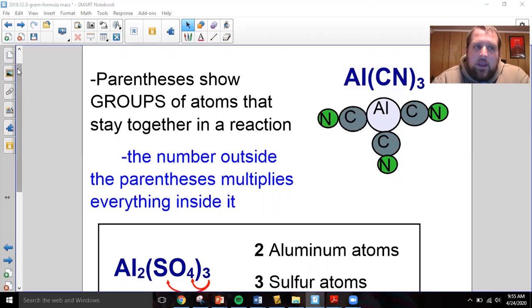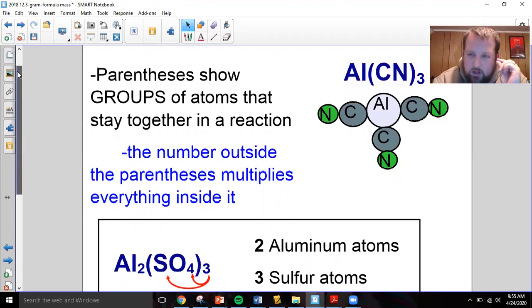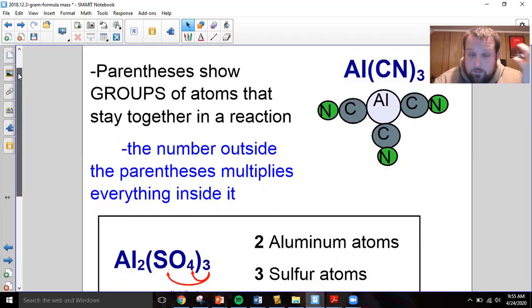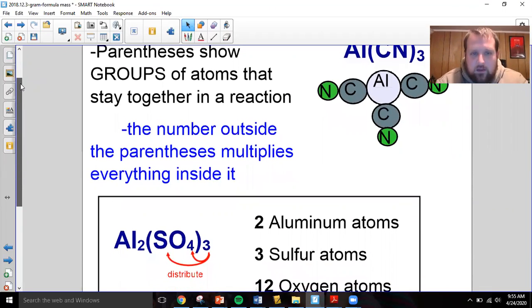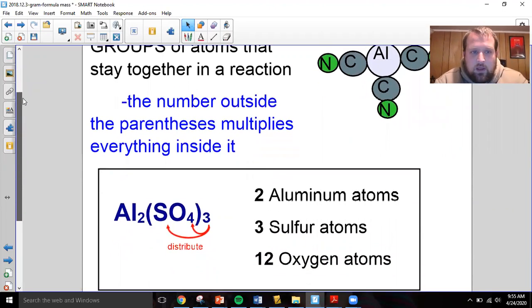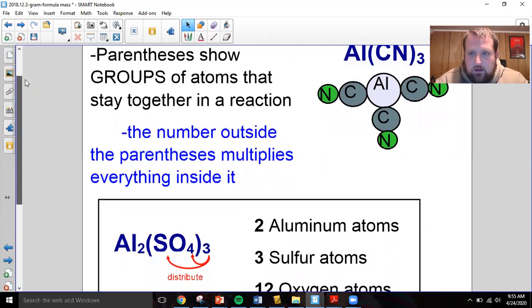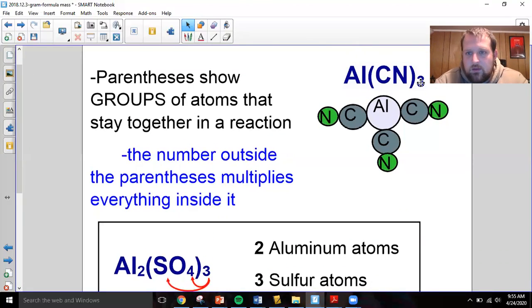But when you're doing it on paper with just the formulas, the way to think about it as far as the mass is that the number outside the parentheses multiplies everything inside it. So this 3 means there's 3 C's and 3 N's in the formula, and you can see them down here.